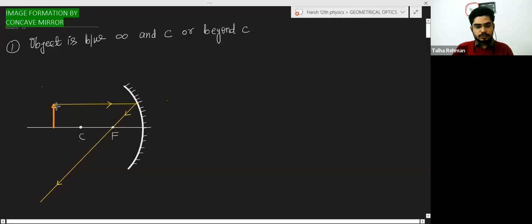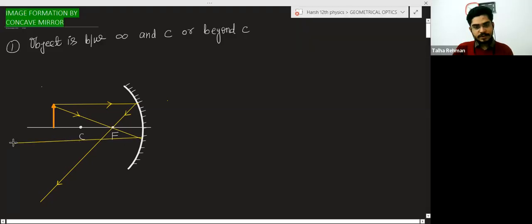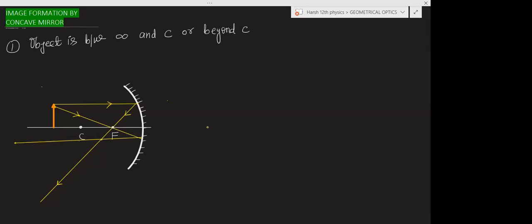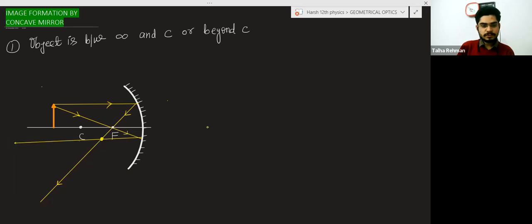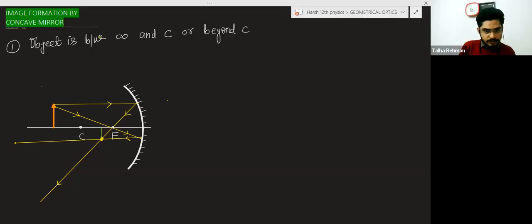Now, two rays are required. So the second ray of light from this object I am passing through the focus, and we know from the rules that when a ray of light passes through the focus, it becomes parallel to the principal axis after reflection. And where the two rays meet will be the image. So this will be the image here, and here will be the object. So O for object and I for image.